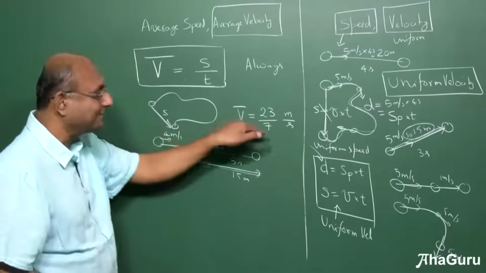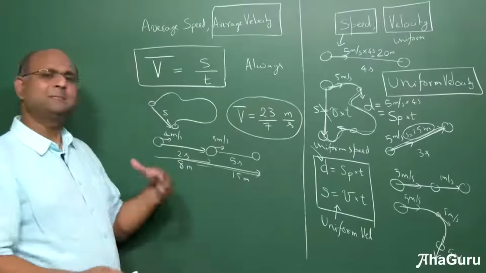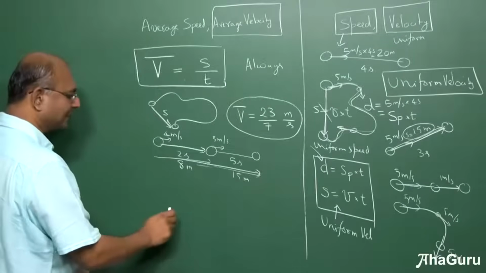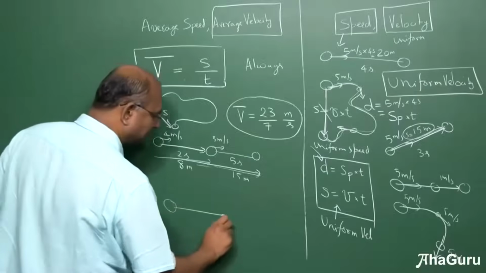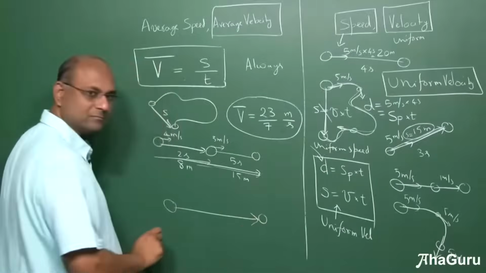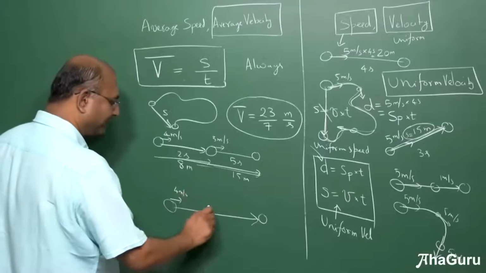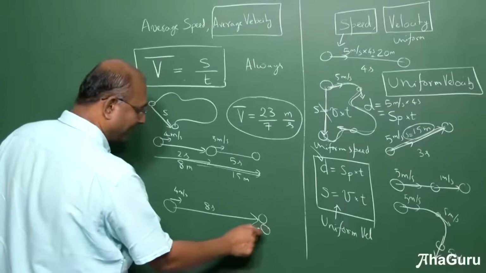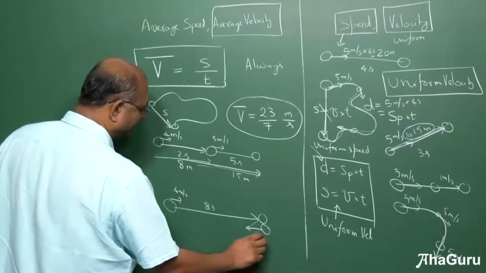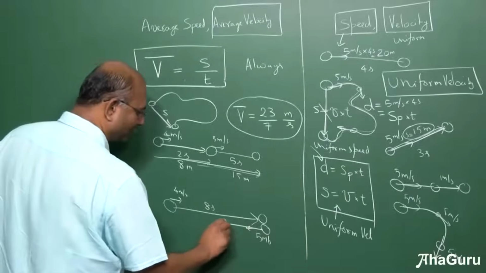So it's 23 by 7 meters per second. Okay? Should it always be like this? No. For example, if I start here and let us say I go this much. I start at 4 meters per second and I travel for, let's say, 8 seconds. And then I travel in this direction, let us say 5 meters per second, but I travel only for 2 seconds.